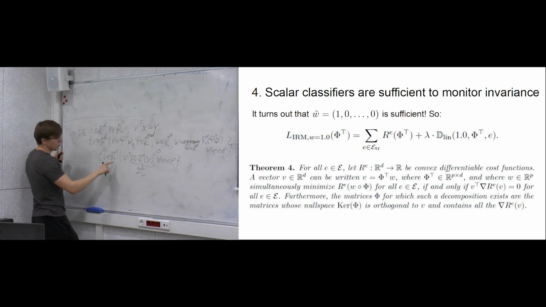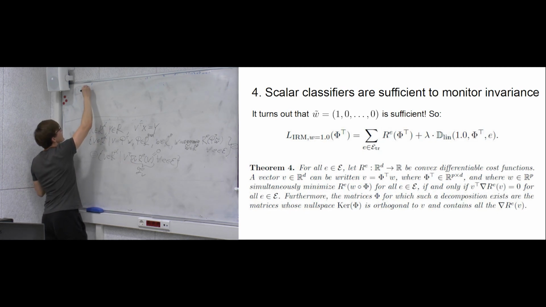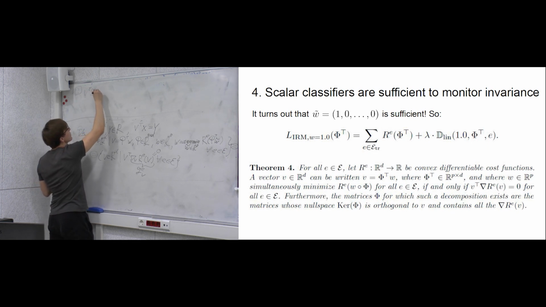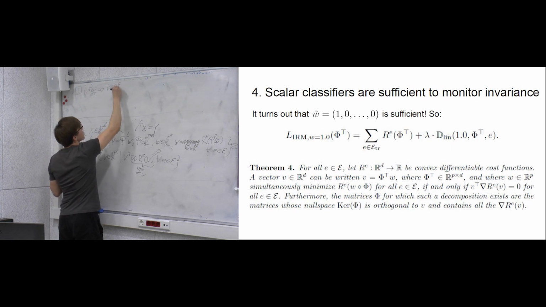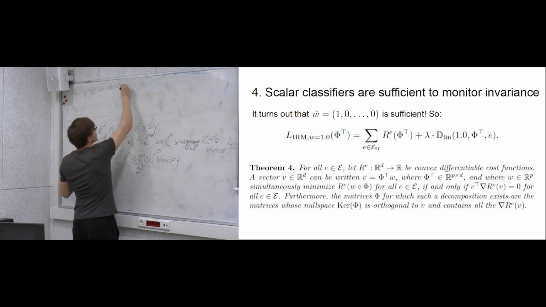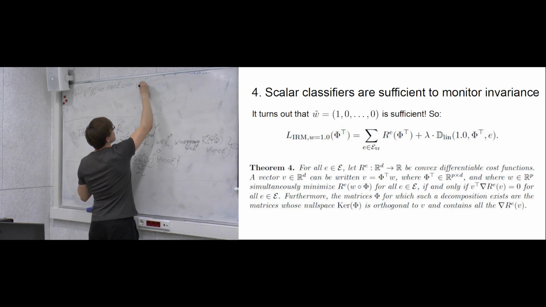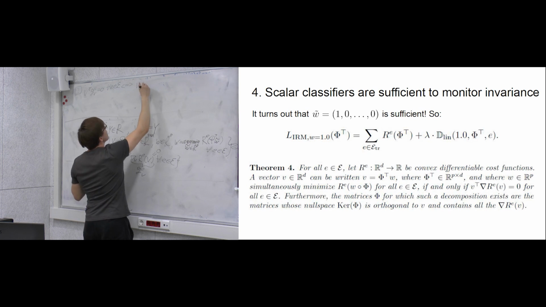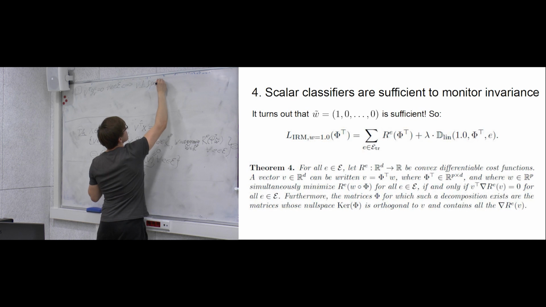Okay, we have a vector v, which is orthogonal to all the G^e(v) for all e's from some set of E. Okay, this is equivalent to v being orthogonal to the span of those vectors.